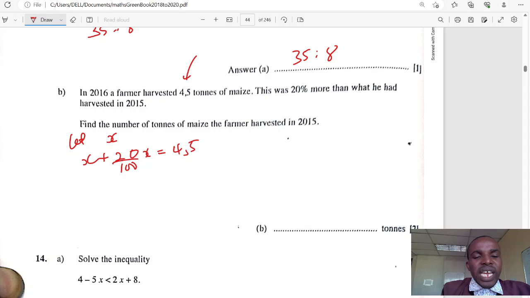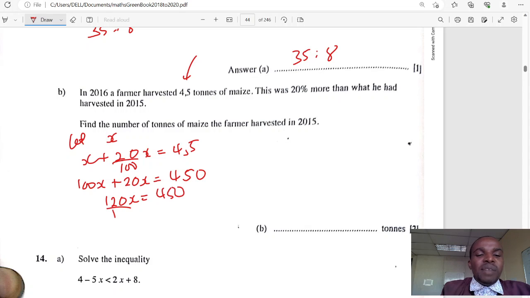Then you can multiply everything by 100, right? You can say 100x plus 20x is equal to 4.5 times 100, which is 450. Then after that, you add, it will be 120x is equal to 450. Then divide by 120 both sides. What do we get? You get x is equal to 450 over 120. This part will cancel out, then the 0, 0 will cancel out.